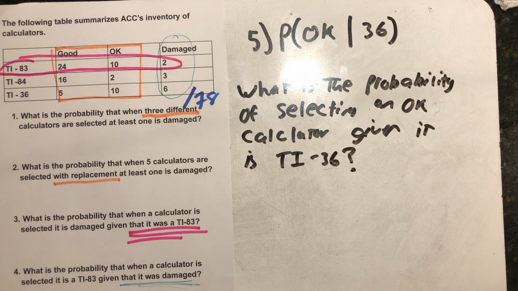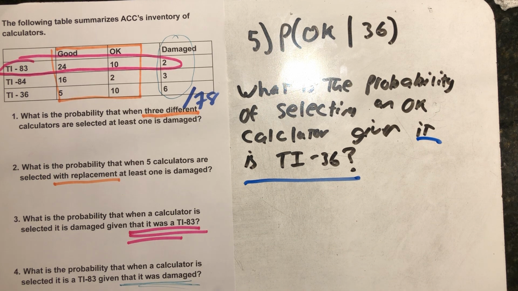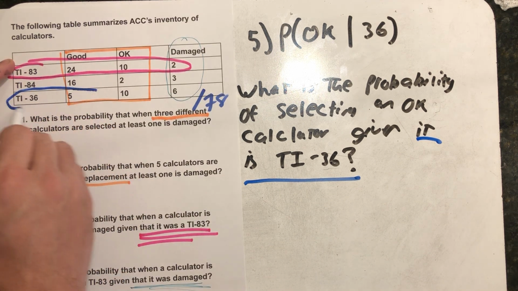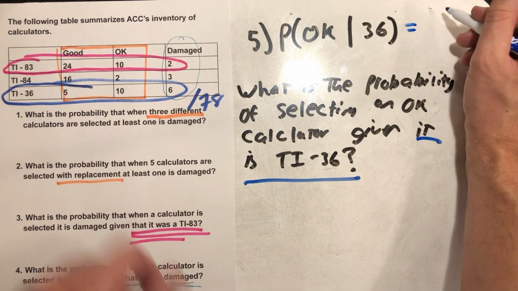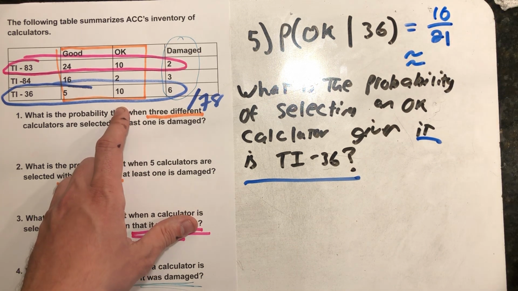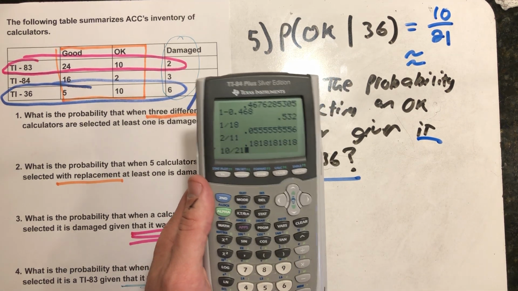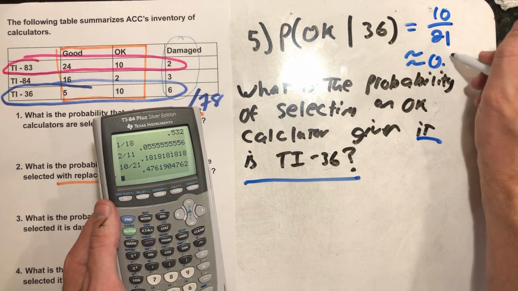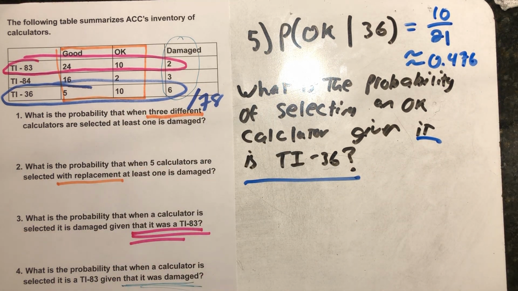And again, what we're going to think about is the thing that follows the word given is a guarantee, right? That is going to happen. So the only calculators I'm selecting from this time are the TI-36s, of which it looks like there are 21, and only 10 of them are okay. Well, that's a probability pretty close to just 0.5. 10 out of 21 is 0.476, just under 50%. Well, those are the questions I wanted to go through in this video. There are a few videos below this one posted about the counting rules.